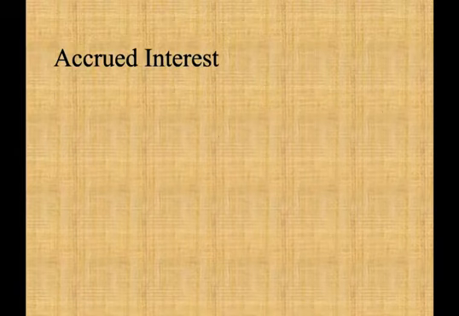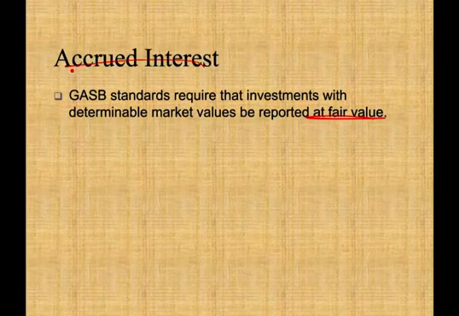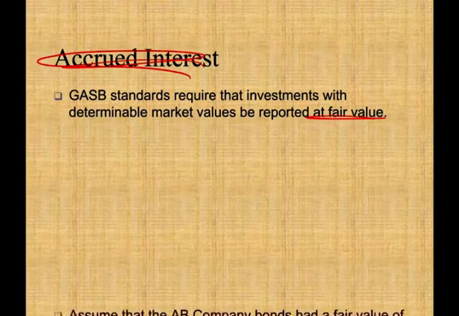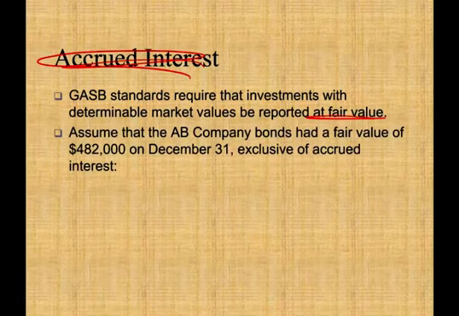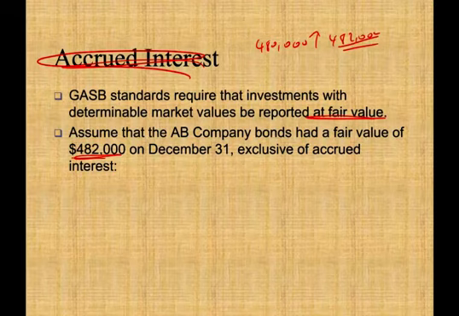And remember, because we have an investment, GAAP requires that investments be reported at fair market value. Remember that investment in bonds, we have to report at fair value. So this is a fair value entry, not accrued interest. Assume that the bond has a fair value of 482. Remember, we bought it at 480. The bond went up to 482. So the bond went up by $2,000.